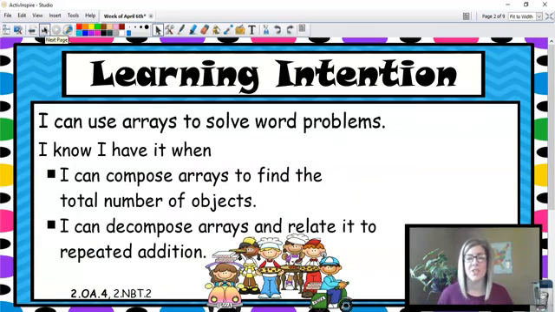Our learning intention is I can use arrays to solve word problems. I know I have it when I can compose arrays to find the total number of objects. I can decompose arrays to relate it to repeated addition.